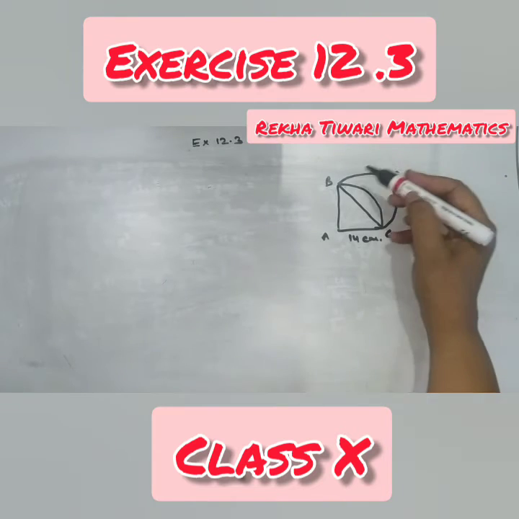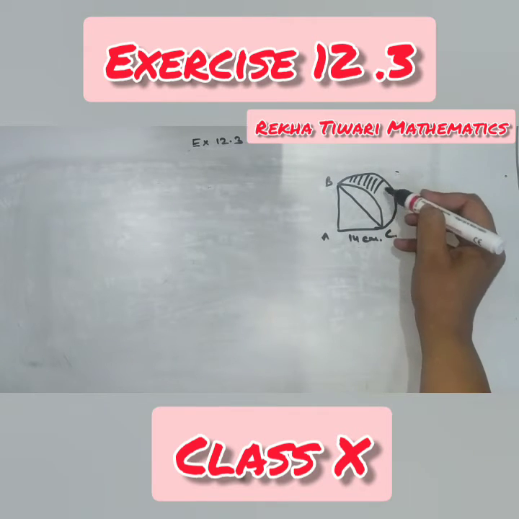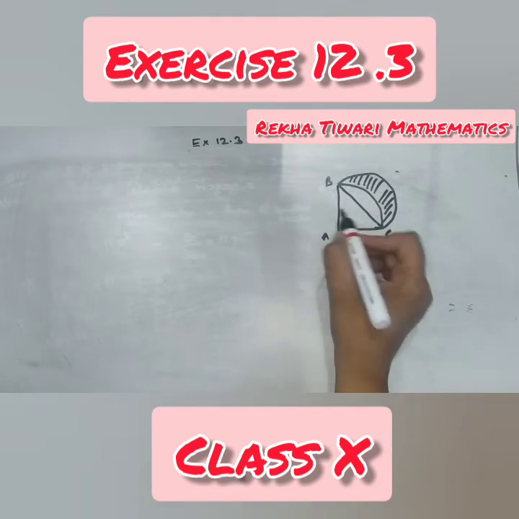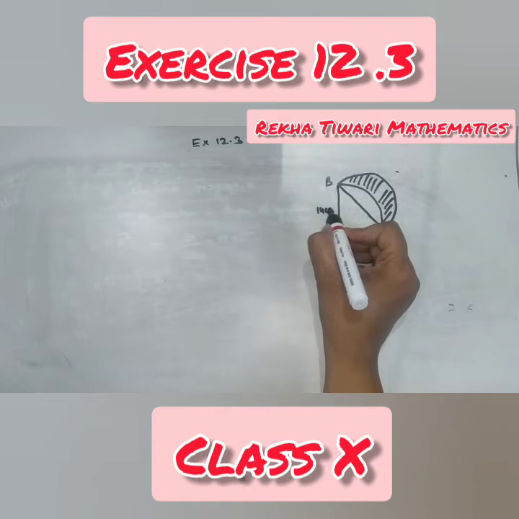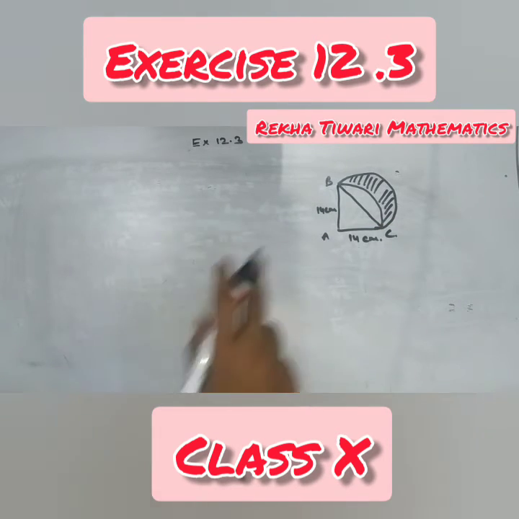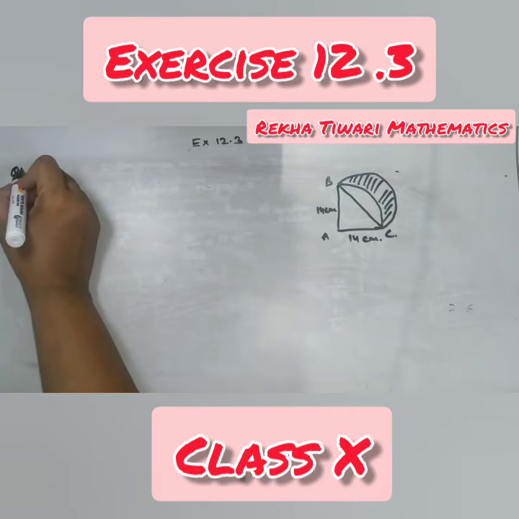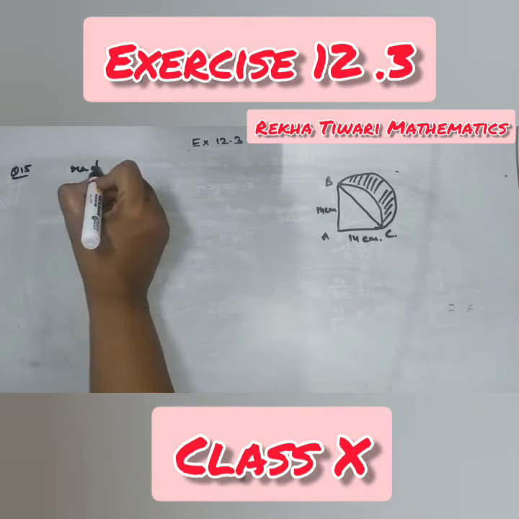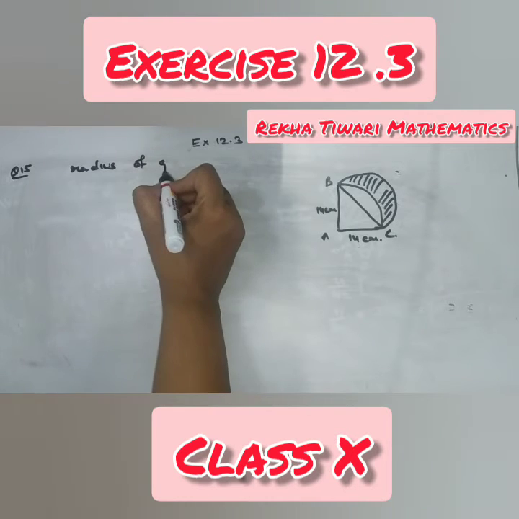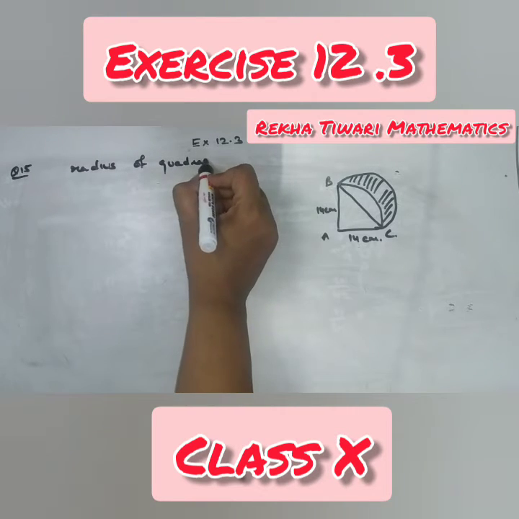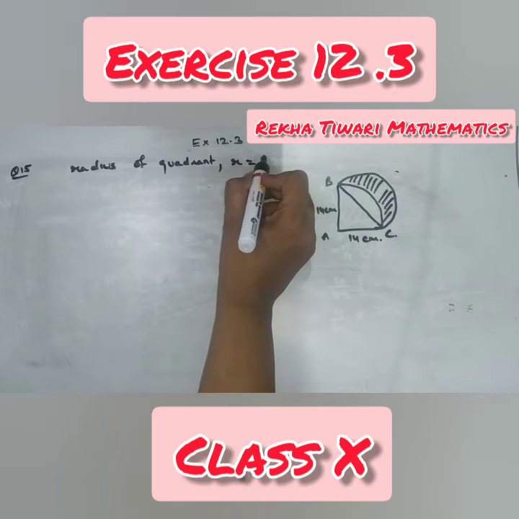You have to find out the area of the shaded region. Now look here. If this one is 14, this is also 14, the radius of the quadrant. So first of all, I have to find out BC. Okay. Question number 15. The radius of the quadrant, let us assume this as small r, is 14 centimeter.